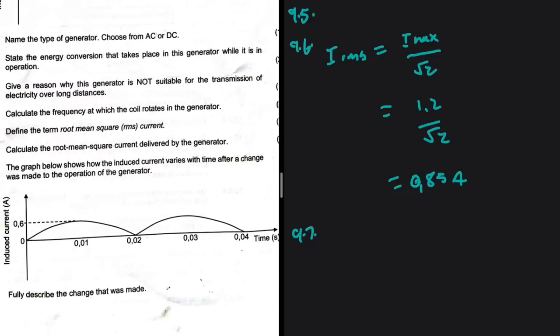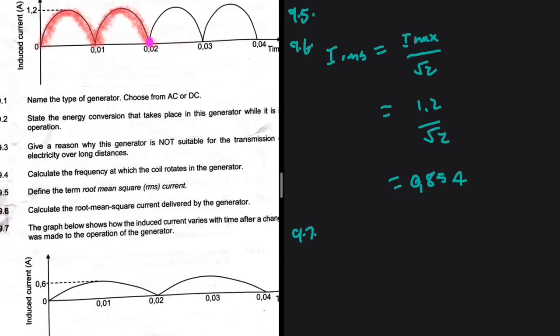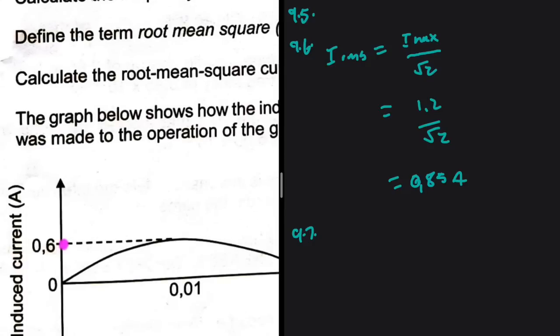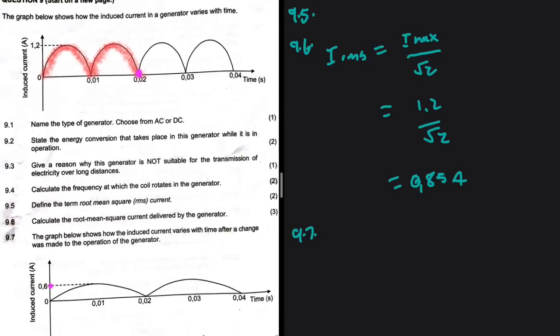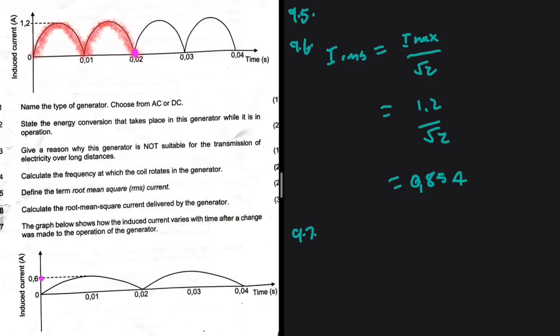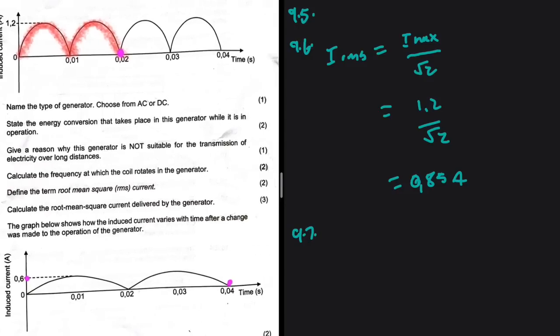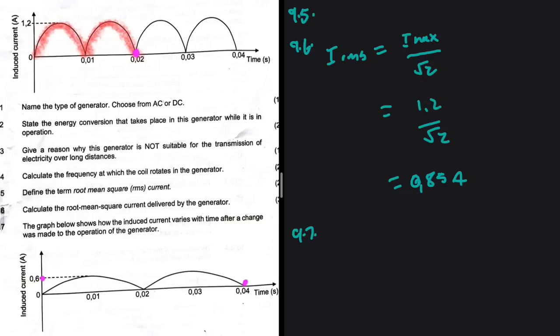Okay, so first things first, the Imax is no longer 1.2, but it is now 0.6, right? And then the period is no longer 0.02, it is now 0.04, right? So fully describe the change that was made.